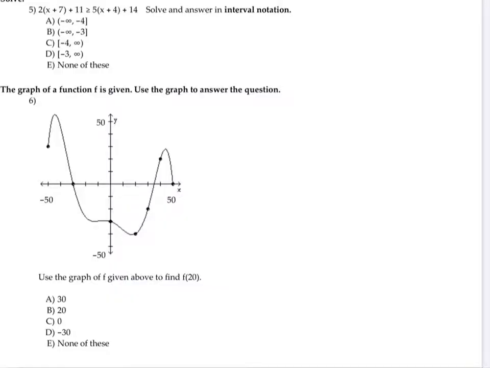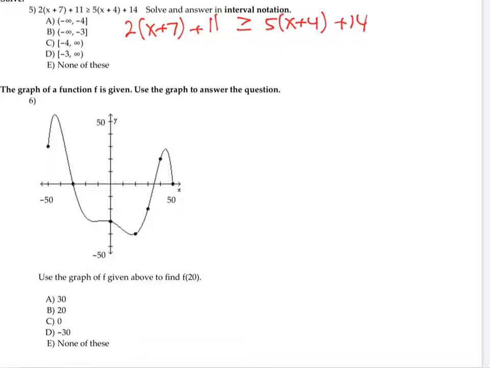So shall we try number 5 here? This is a greater than, less than kind of question. So we have 2 times (x plus 7) plus 11 greater than or equal to 5 times (x plus 4) plus 14. So it's just a bunch of multiplying through the parentheses and gathering like terms and all that.